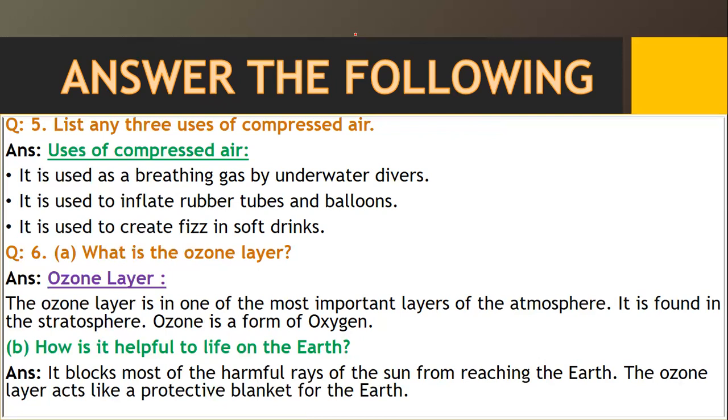loss of skin diseases. And then we learn about the composition of the air. Air is mainly composed of nitrogen, which is 78%, oxygen, which is 21%, carbon dioxide, which is 0.03%, and the other gases. And the percentage of other gases is 0.95%. Water vapors and dust particles are in variable quantities.